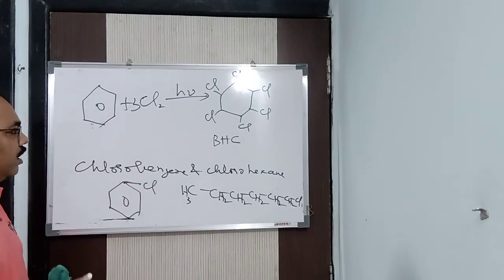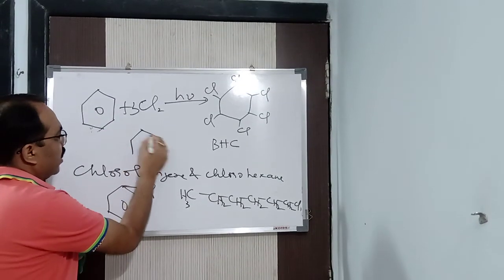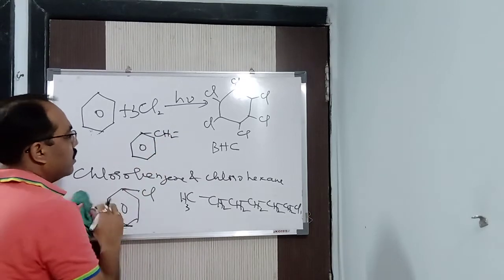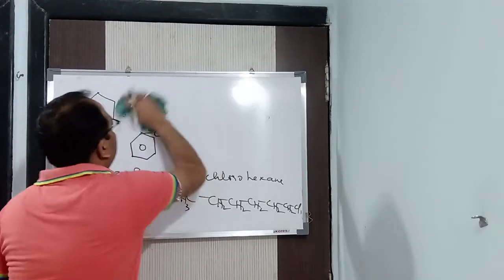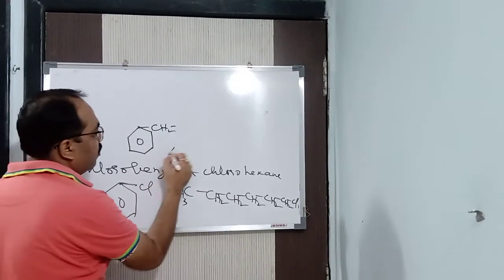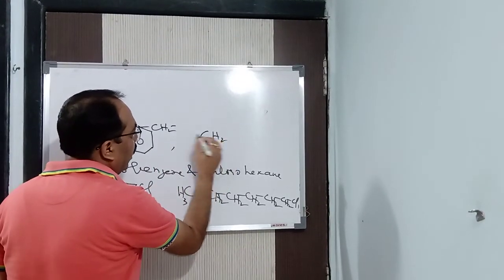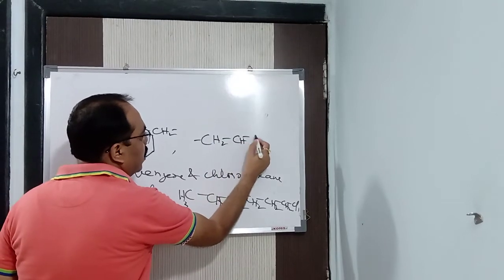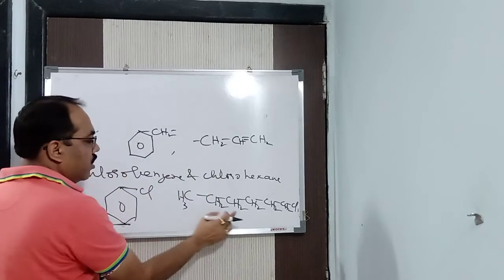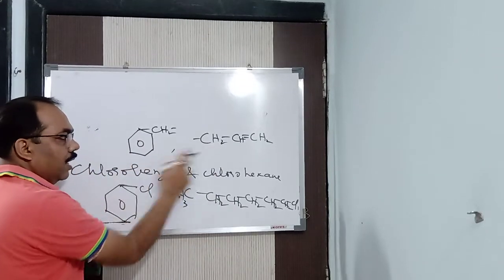Now what is benzyl? The benzene ring with a CH2 group is known as benzyl. The other one I mentioned is the allyl group. Allyl means CH double bond CH2. So it is alkyl, benzyl and allyl.